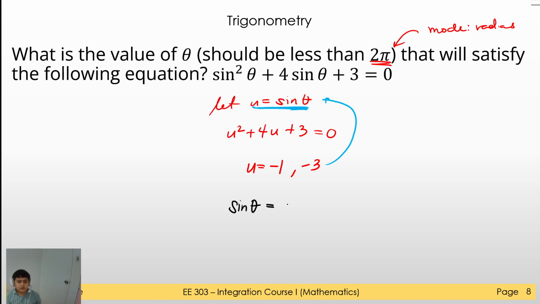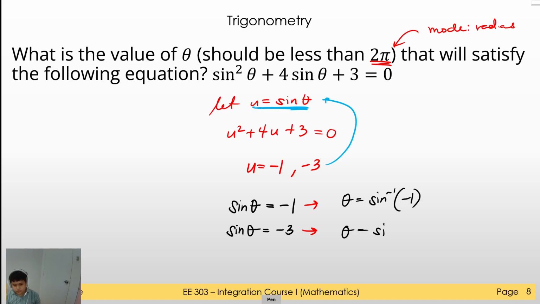Theta is equal to u, which is equal to -1. So we can just omit this u here. Sine theta is equal to -1. And then sine theta is also equal to -3. So if we do the inverse sine, we have arc sine. So theta here is arc sine of -1. And then for this one, we have arc sine of -3.